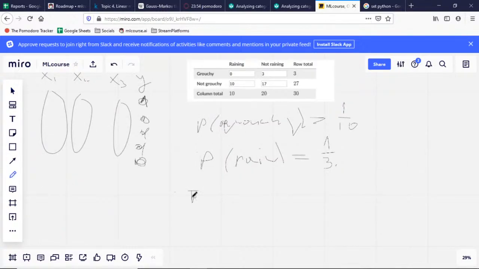So the probability of grouchy and rain is equal to 1/10. So okay, so 1 day in 30 days it was rain and she was grouchy. Okay, so here we must have 2, the 9, and the 18. Okay.